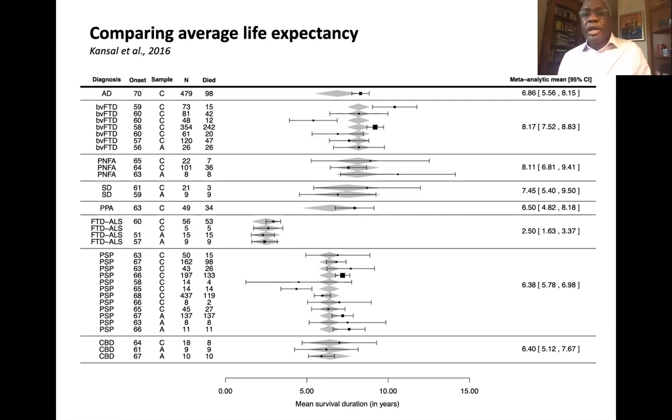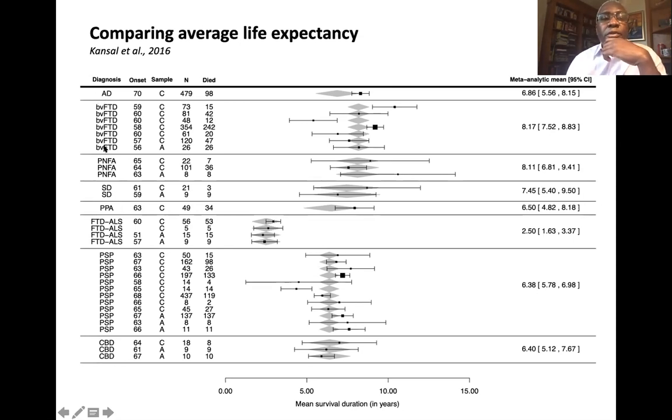Now, the point of this slide is to look at life expectancy. And so Chiadi Onyike, who was working with me at the time, collected data from all clinical reports that described illness, the duration of the length of time that people had lived with the condition. And we plotted that here, and we plotted that in relation to Alzheimer's disease. So this top line is Alzheimer's disease, AD.